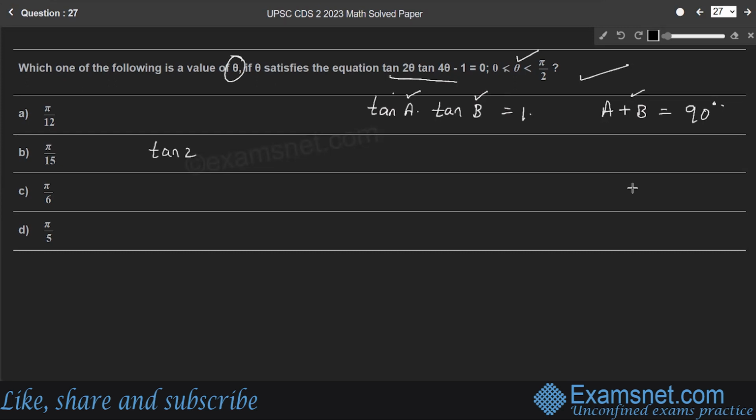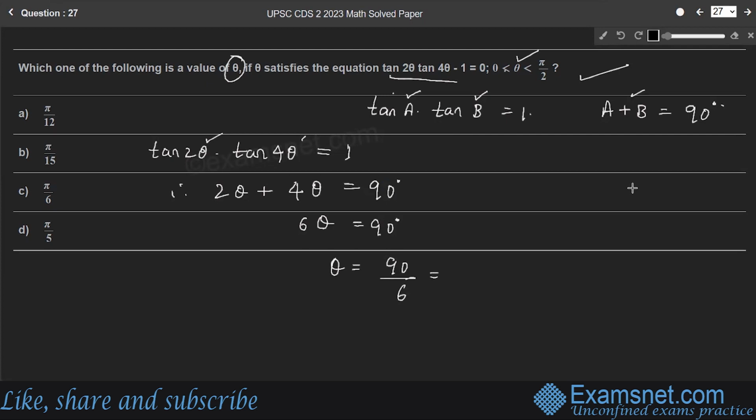So tan 2 theta into tan 4 theta minus 1 is 0. Therefore, the product of tan 2 theta and tan 4 theta is 1. This is in the form of tan A into tan B equal to 1. That means the sum of these two angles, 2 theta plus 4 theta, is 90 degree. That is, 6 theta is 90 degree. So the value of theta is 90 by 6, which is 15 degree.